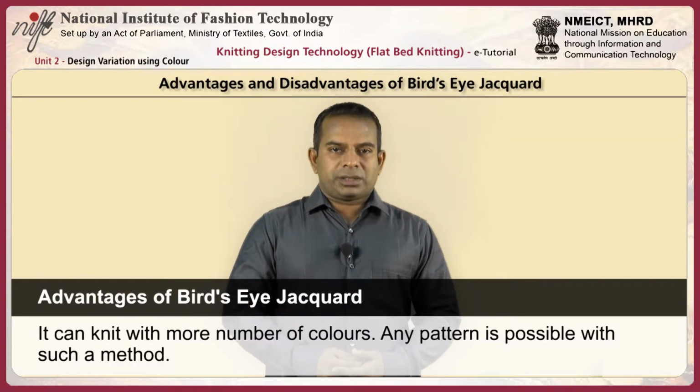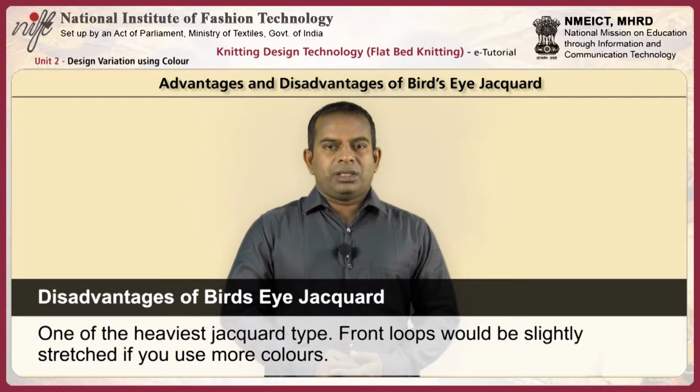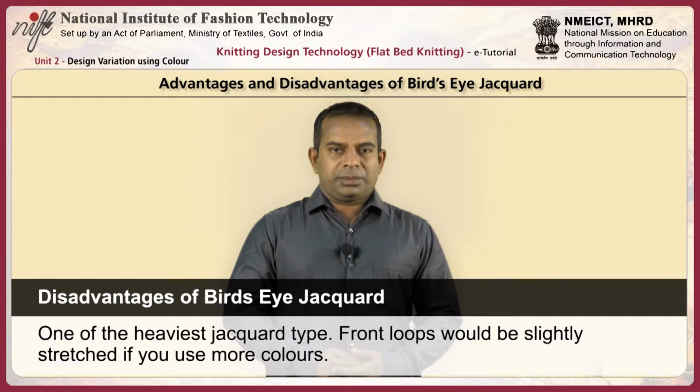Advantages of bird's eye jacquard. It can knit with more number of colors. Any pattern is possible with such a method. Disadvantages of bird's eye jacquard. One of the heaviest jacquard types. Front loops would be slightly stretched if you use more colors.